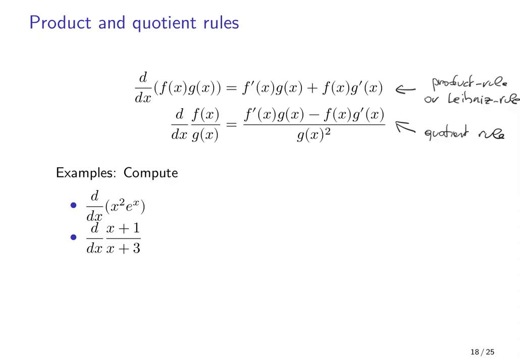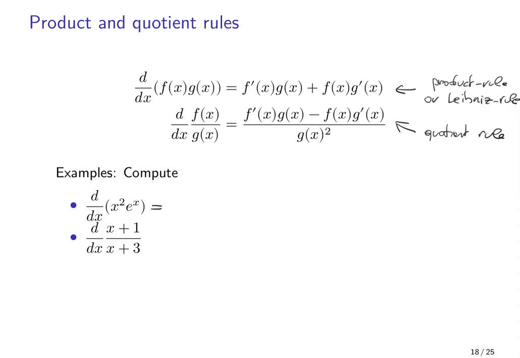Now, what happens if you take the derivative of f times g? You will get the derivative of f times g plus f times the derivative of g. What if you have f divided by g? Well, you get an expression on the right hand side: the derivative of f times g minus f times the derivative of g, divided by g squared. So let's do a couple of examples on this real quick.